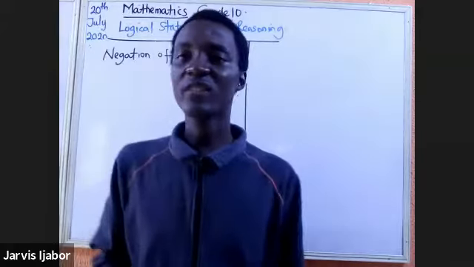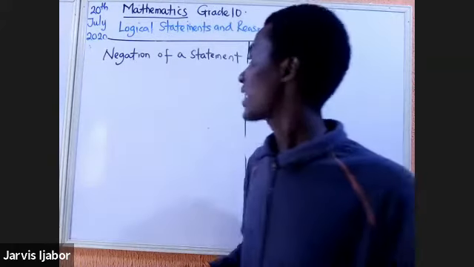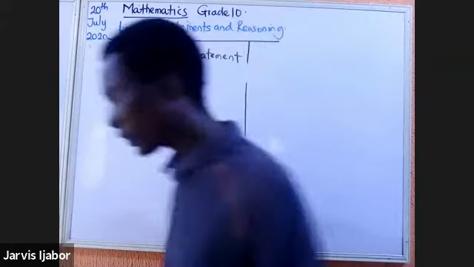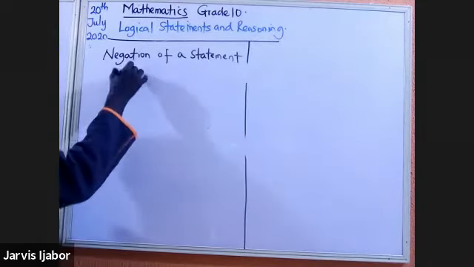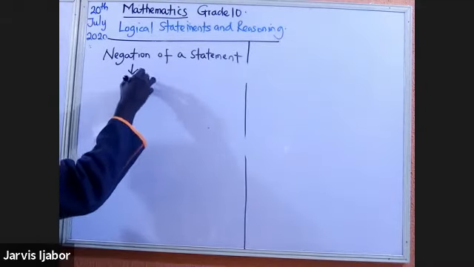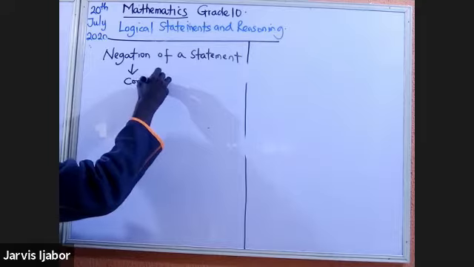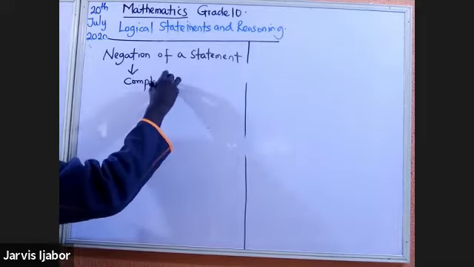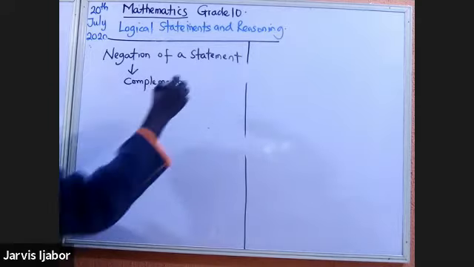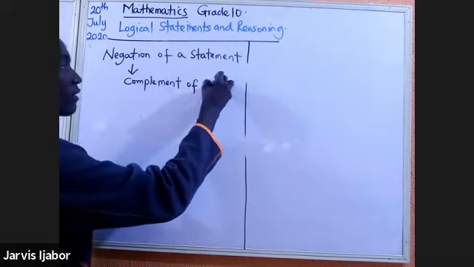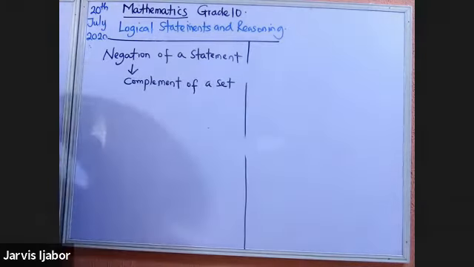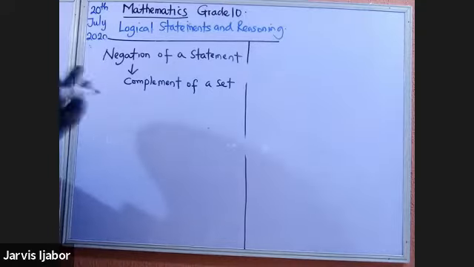Negation of a statement. When we were treating sets, we said something about complements. So another way to talk about negation is to talk about complements. The complement of a set is the negation of a statement. So they go pari passu. The ideas are the same.